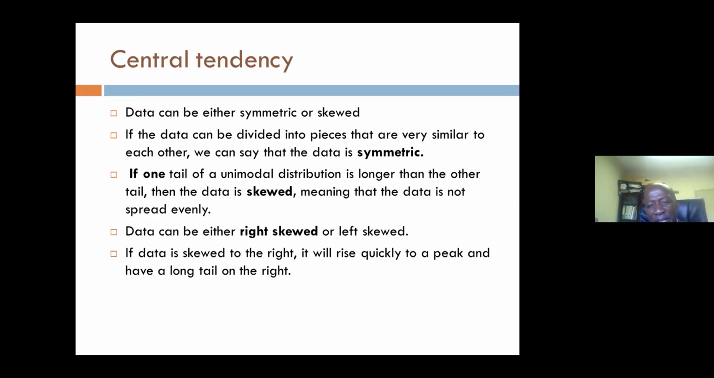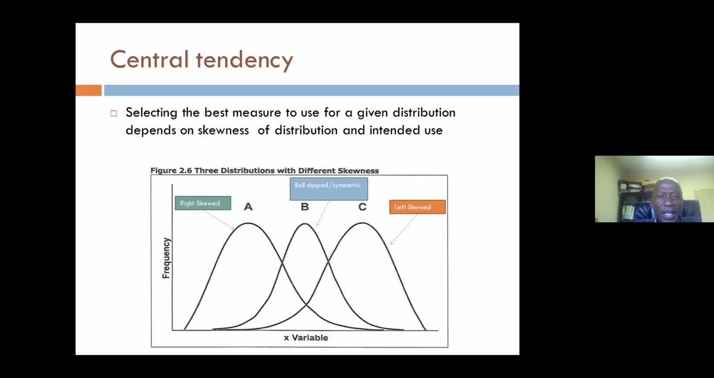So the data can either be right skewed or left skewed, depending on which direction we have extreme values. If extreme values are on the left-hand side, you know that the data is left skewed. If data has extreme values on the right-hand side, then we know that data is right skewed. And when we graph that kind of data, we see a long tail on one end of the distribution of that data set.